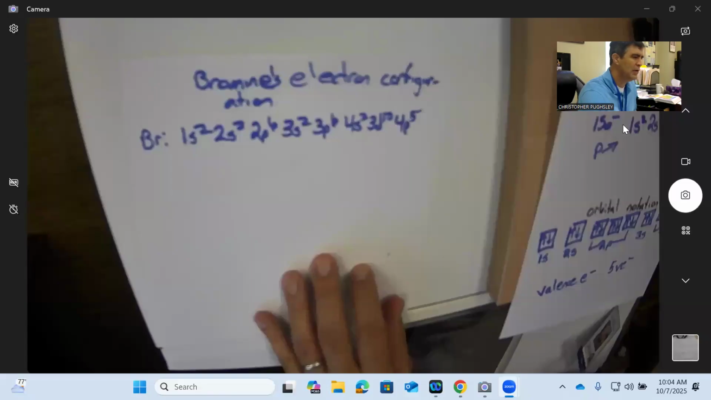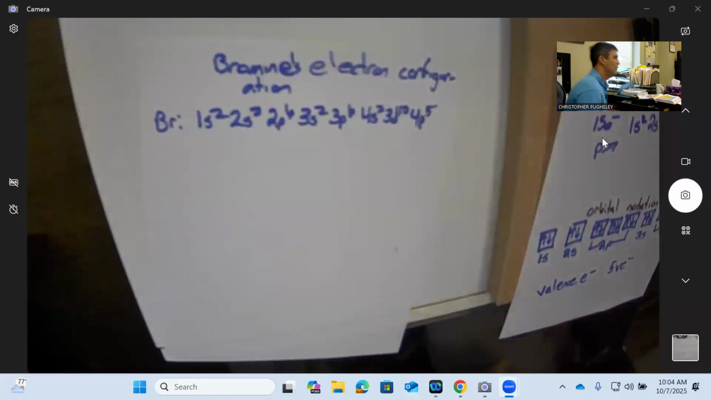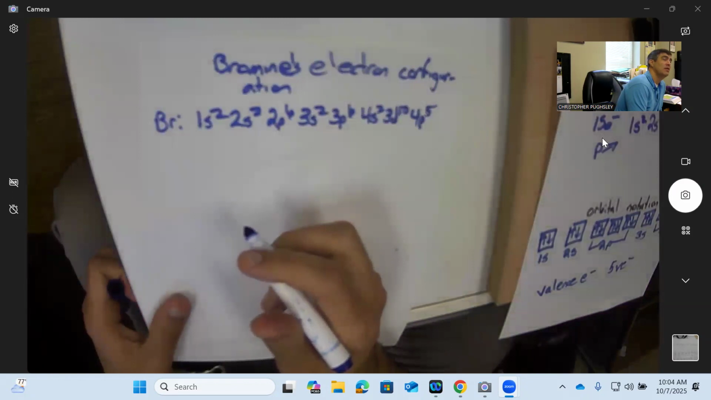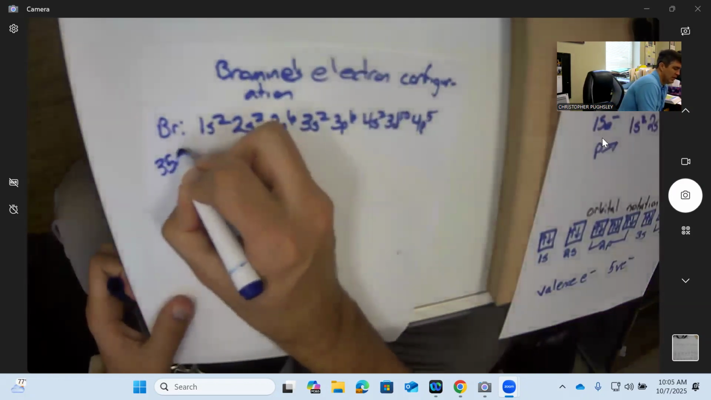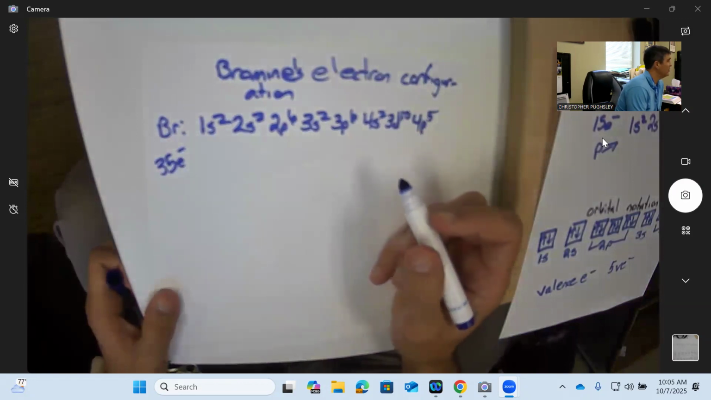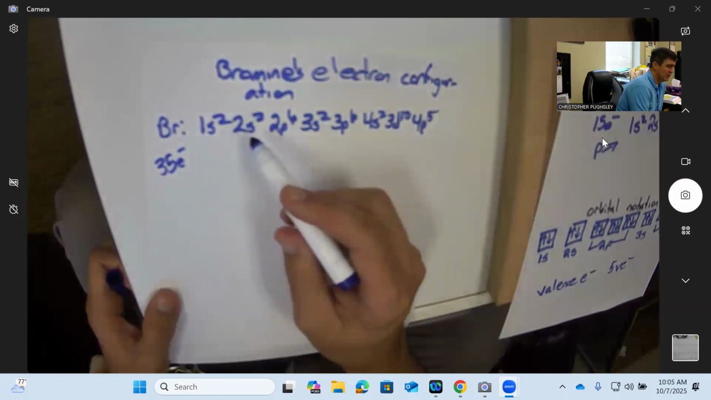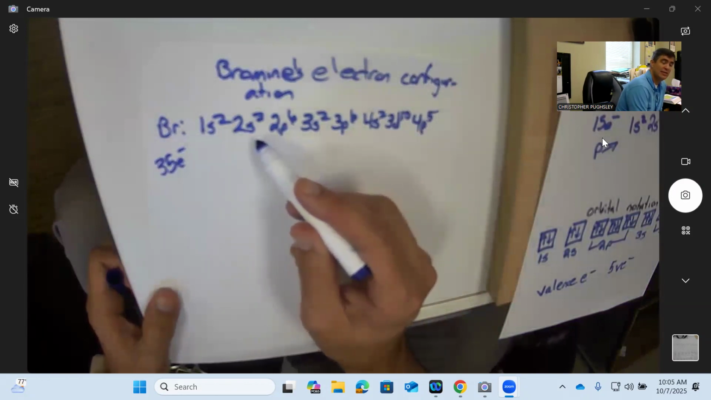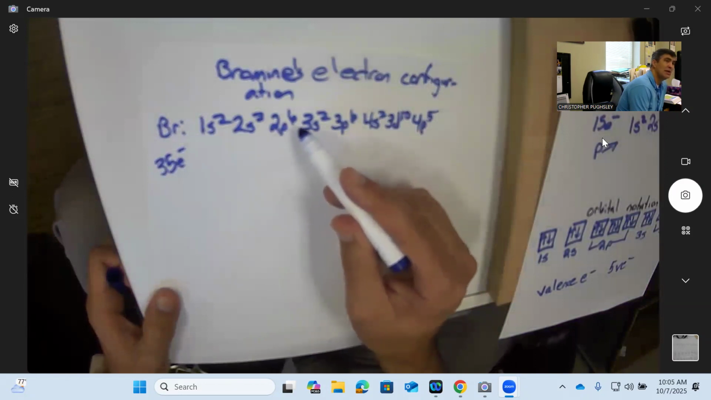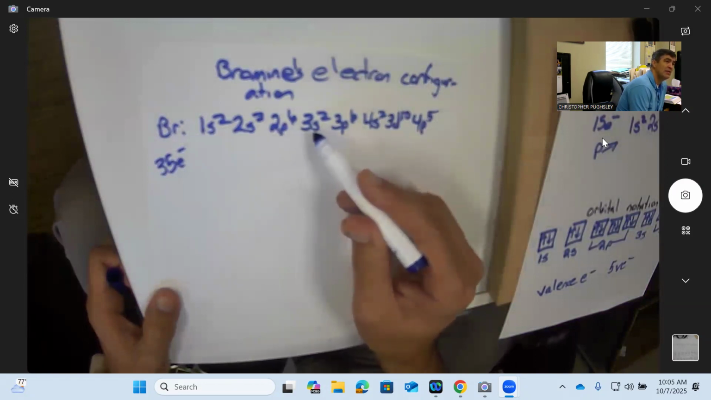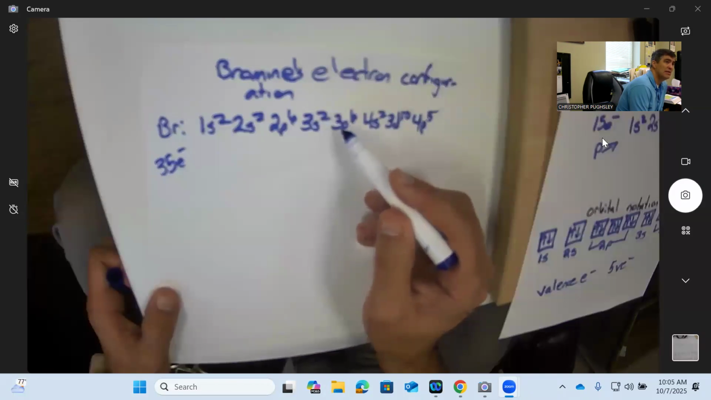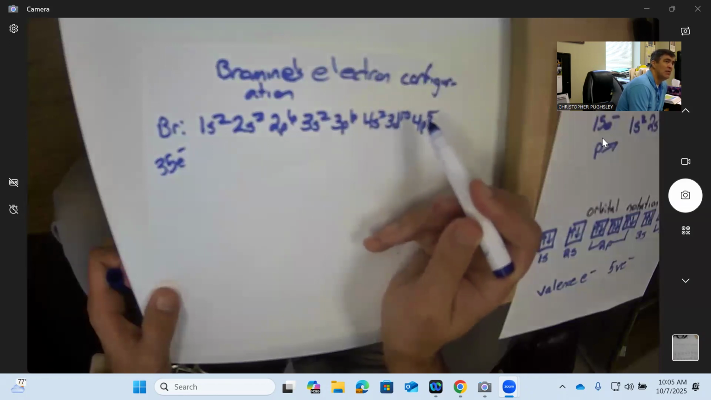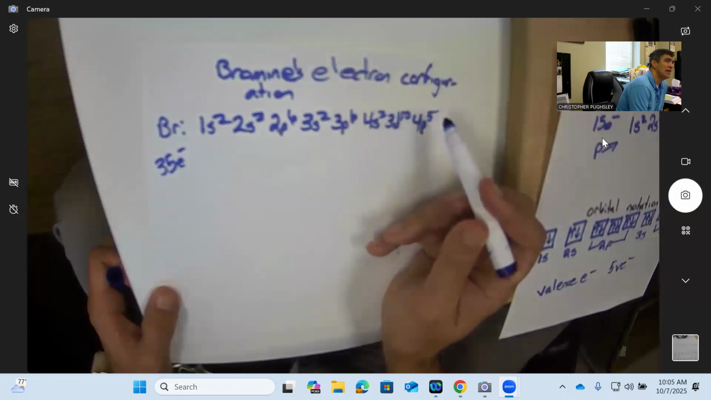All right. Most everyone I saw got this correct. Bromine has 35 electrons. So the first ones fill 1s2, then the next ones go to 2s2, then 2p6, then 3s2, then 3p6, 4s2, then 3d10, and then 4p5. The last sublevel is not full. It only has 5 electrons.